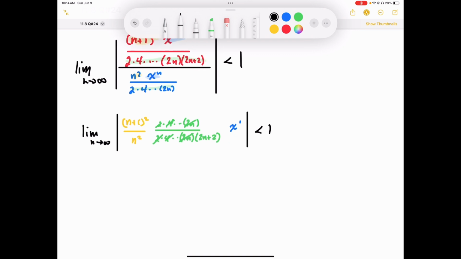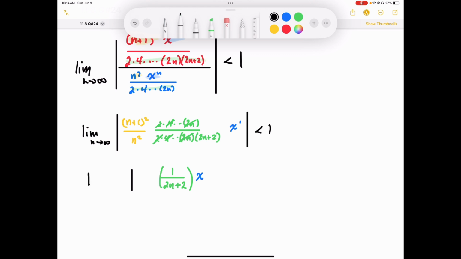Now looking at these parts, I'm going to apply my limit. The limit of n plus 1 squared over n squared is just going to be 1. For this factorial part, we just have this leftover term 2n plus 2. And then we have the times 1, so times x. Maybe I should have done this properly, so I should keep that as we haven't applied our limit yet.